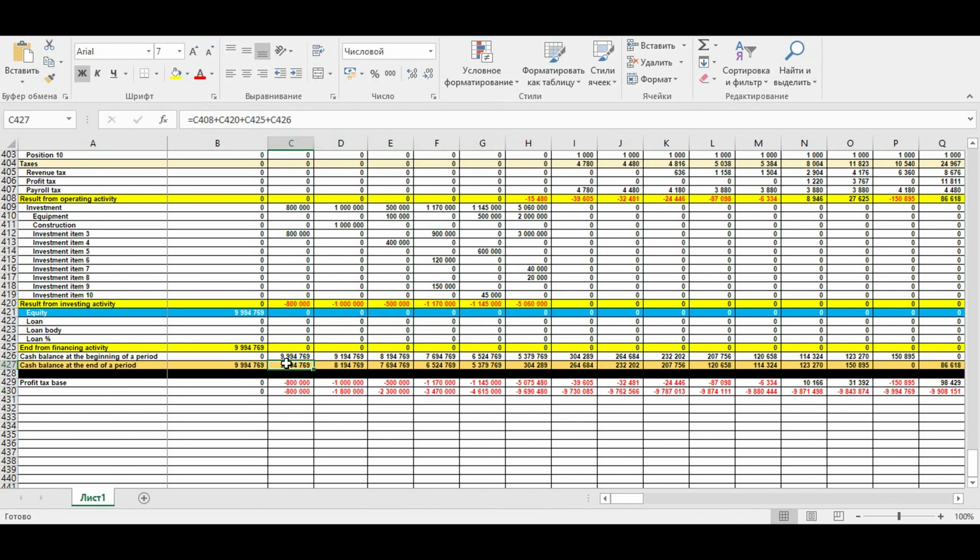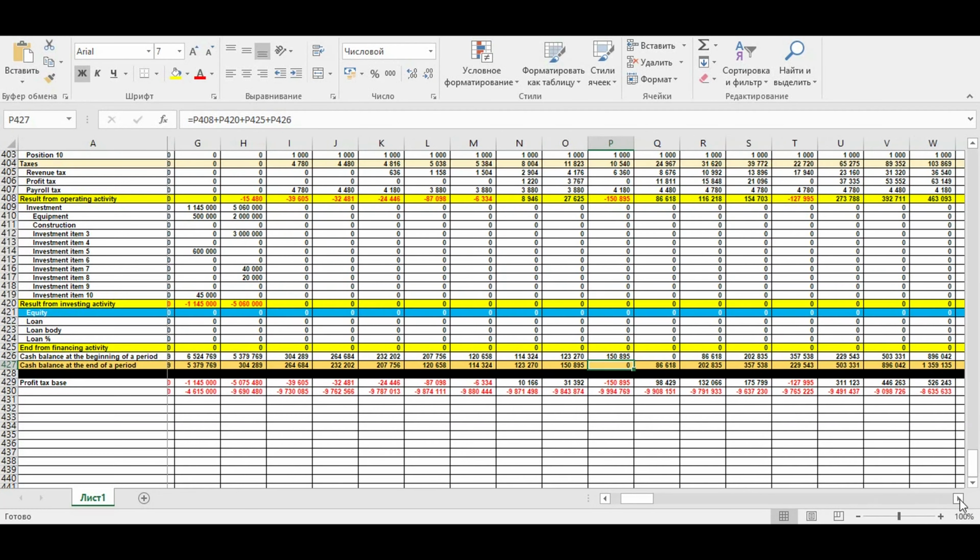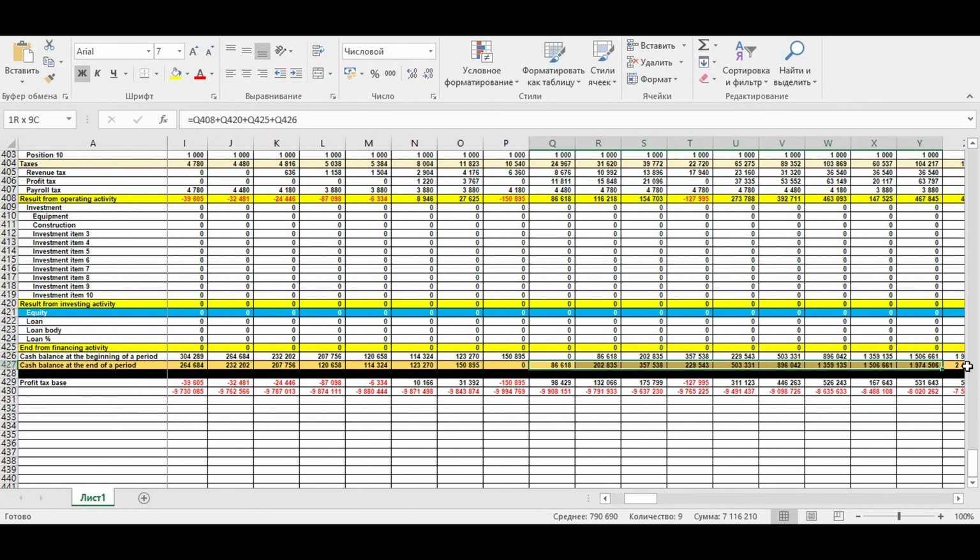In the cash flow statement, the cash balance at the end of the period starts to decrease. It's decreasing here, and at this moment it is 0, and then it starts to grow.